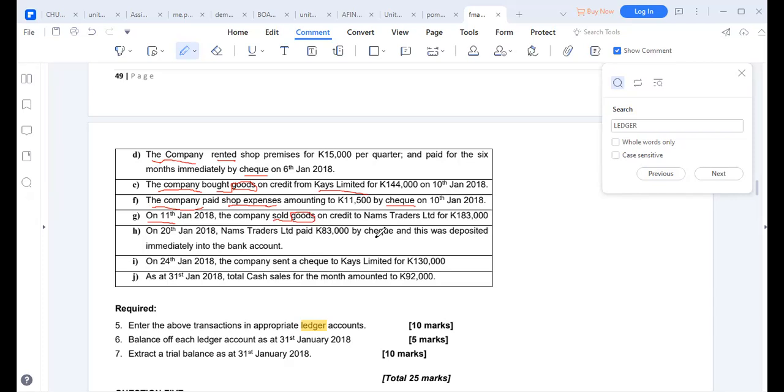I have Madam Carol, Astrida, Mwanza. What is the other name? Okay. Madam Carol, what are the two accounts there? There's the sales account as well as the NAMS Traders Limited account. NAMS Traders Limited, correct. Now, which account there is a receiver? Which account is a receiver?